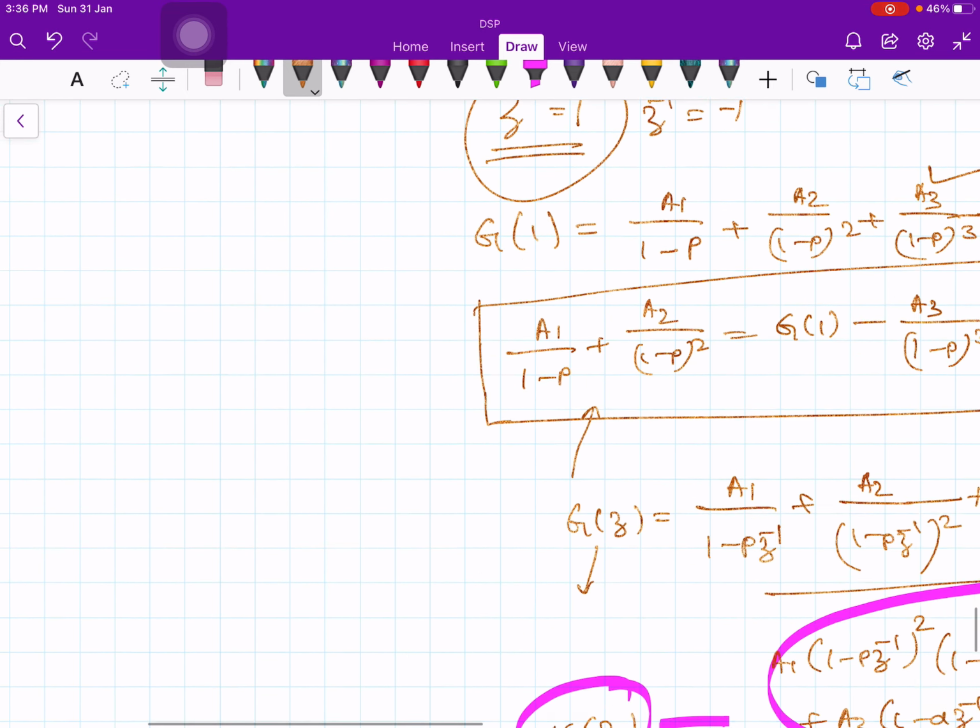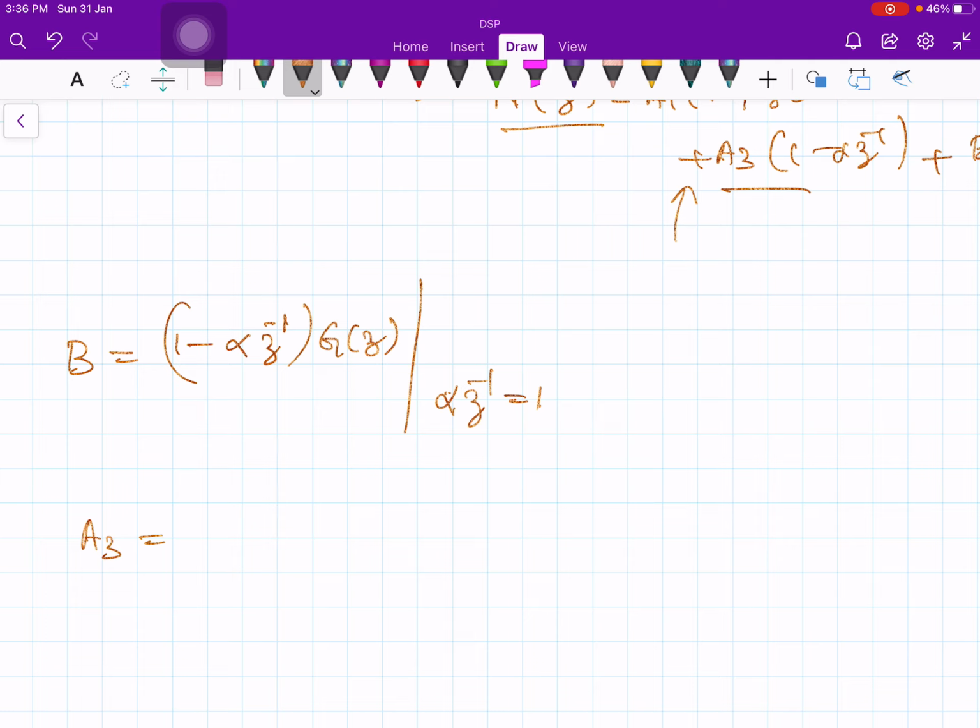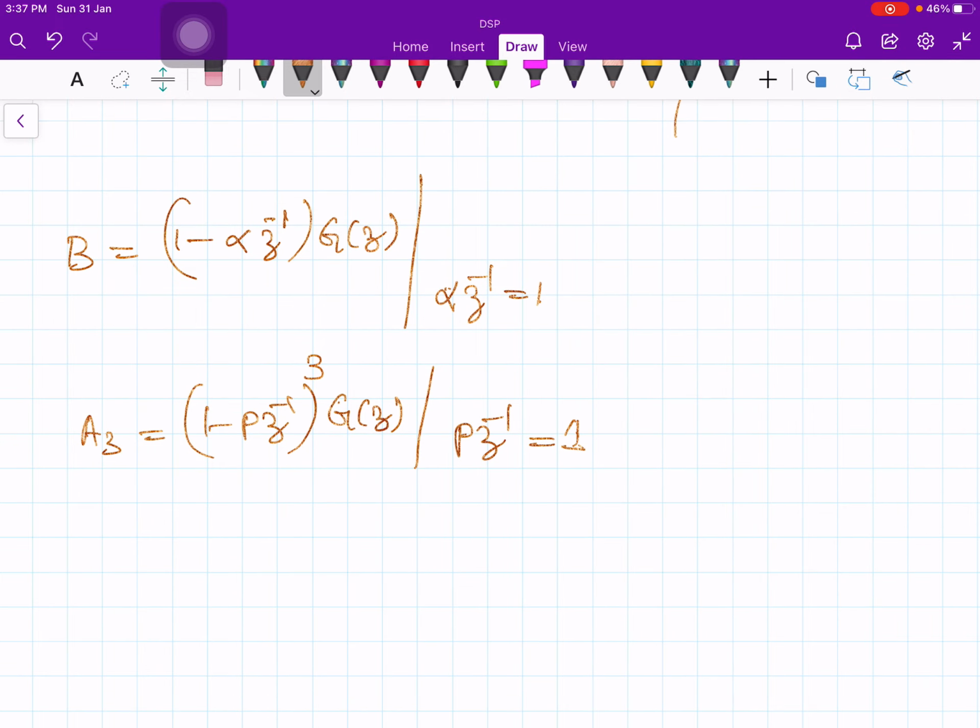So let us find the B value. B value is 1 minus alpha times z inverse multiplied by G of z, evaluated at alpha z inverse equal to 1. Similarly, how do you find A3? A3 is equal to 1 minus p z inverse whole cube times G of z, where p z inverse is evaluated at 1. That's how you will find B and A3.